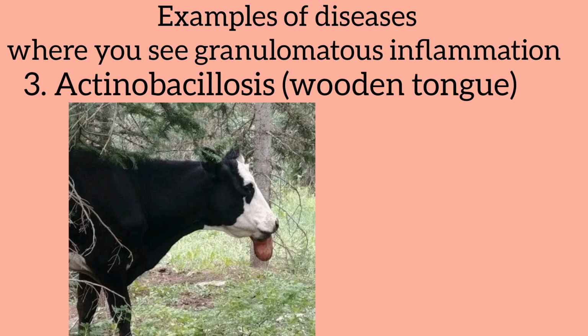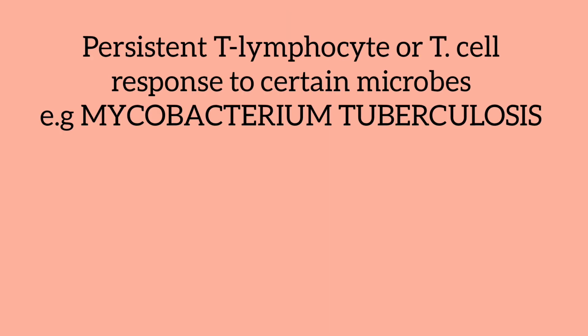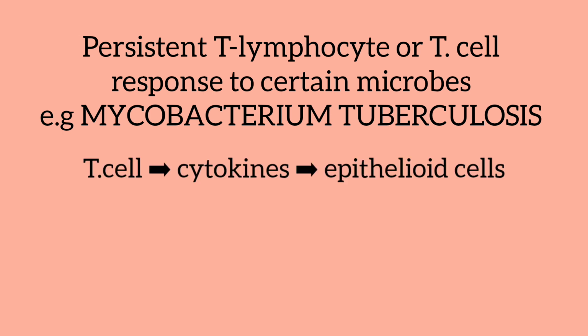So this granuloma formation is usually formed in the presence of resistant T lymphocytes or T cell responses to certain microbes, such as the Mycobacterium tuberculosis. This is because T lymphocytes, or the T cells, produce cytokines which are responsible for the activation of macrophages. So the cytokines produced by T lymphocytes are the ones that will activate these macrophages to become epithelioid cells.